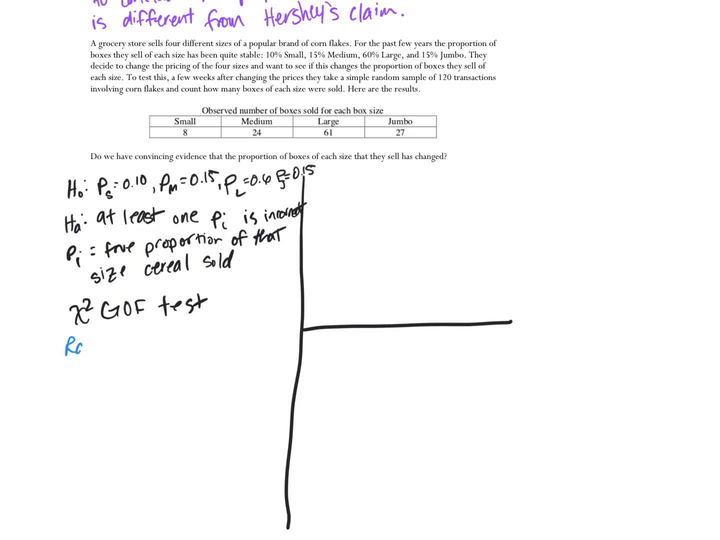Okay, so random: given SRS. Okay, large sample size, and again, I am comfortable with you saying LSS, that's fine. But what do we need to do next? We actually have to find those expected counts, right? So let's see, if I have 120 transactions, how many small would I expect?